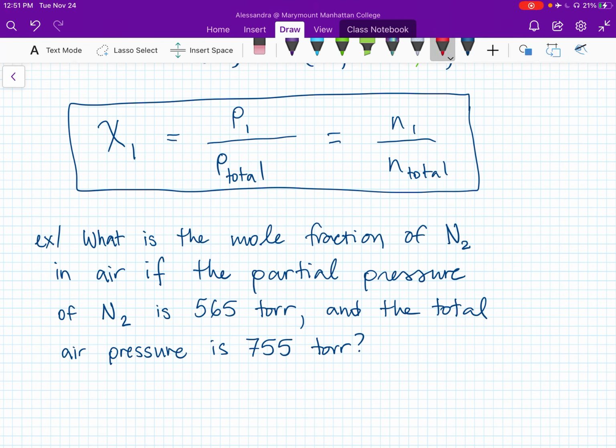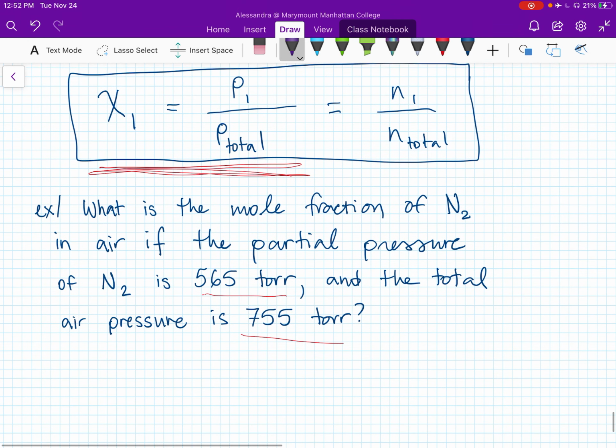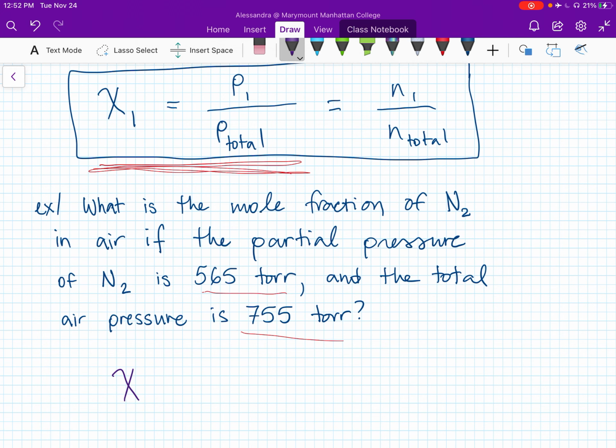So in this example, we are given pressures rather than the number of moles. But I know from that quick derivation that I can get the mole fraction from partial pressure over total pressure. So I can calculate the mole fraction of nitrogen by taking its partial pressure and putting it over the total air pressure, which is 755 here. And that gives me a mole fraction of 0.748.